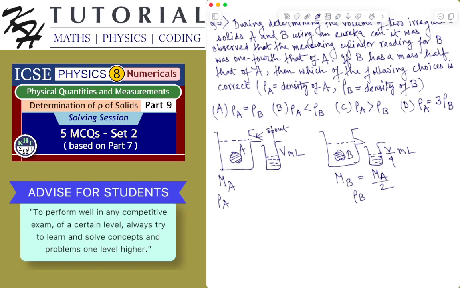So for the case of body A, we can say that V, the reading in the measuring cylinder, which is V ml, the volume of the body, should be equal to the mass of the body, which we have assumed to be MA, divided by the density rho A. Similarly, for the body B, V by 4, which is the volume of the body B, should be equal to mass divided by density rho B.